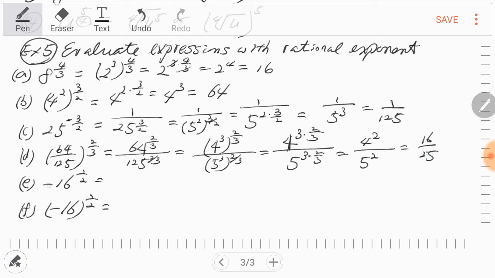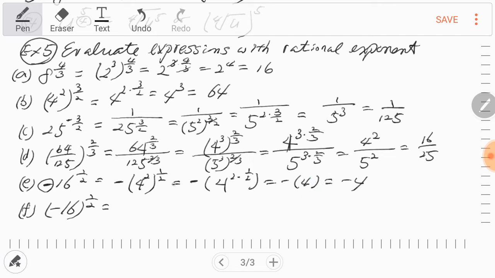Okay, the next one is negative. So the negative is outside the exponential form. So put the negative sign outside. And 16 is 4 squared, and 16 is raised to the 1/2. So negative. Okay, multiply the exponent. So 4 to the 2 times 1/2. Then the 2 cancels out. So the answer is -4.